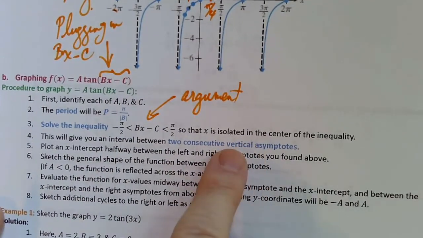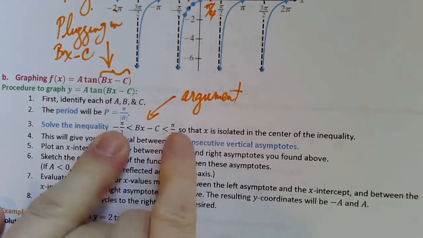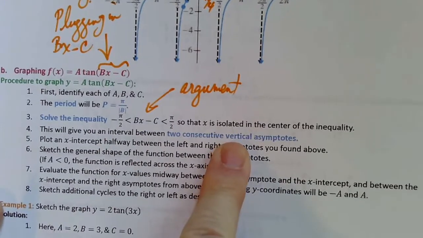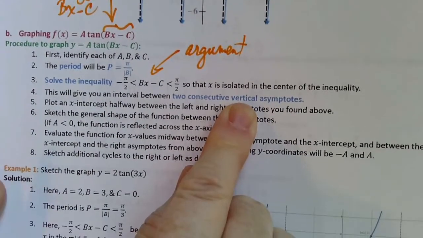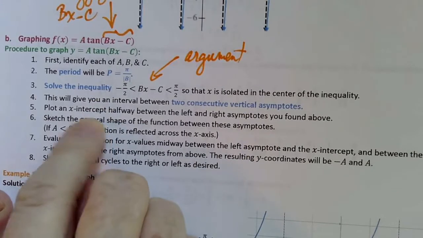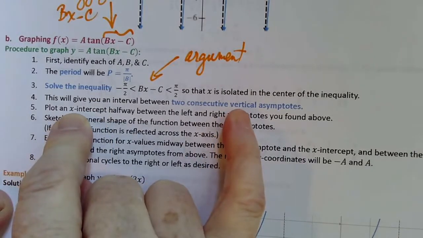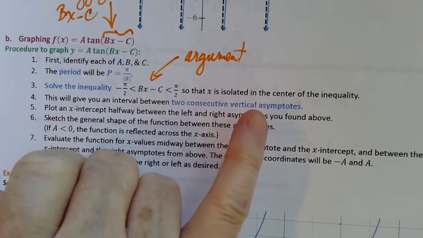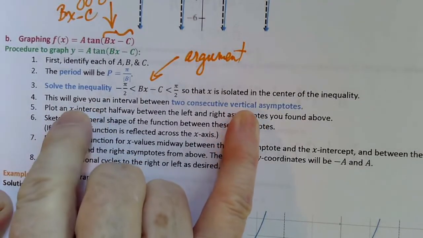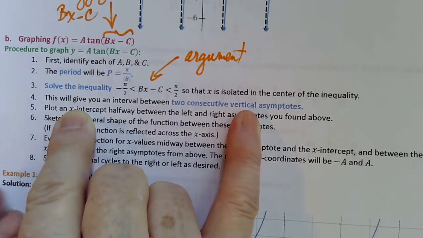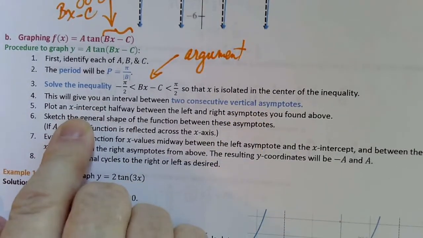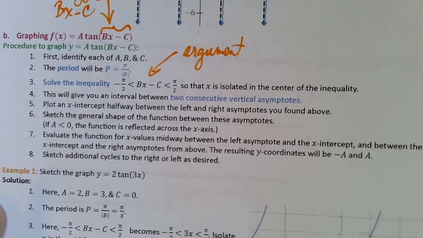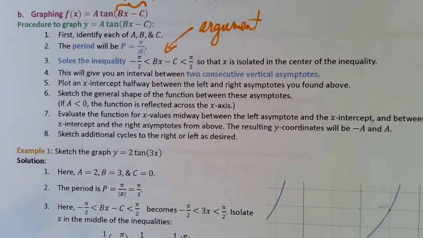What that will give you is the two asymptotes that are closest to the center, so two consecutive vertical asymptotes, and then we're going to find midway points. The point midway between these vertical asymptotes will be an x-intercept, and the point midway between the first asymptote and the x-intercept will be one of those pi/4 values, and the value to the right of the x-intercept will be another pi/4 type value.